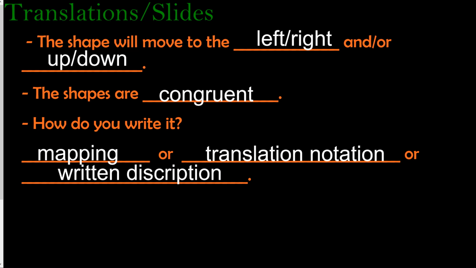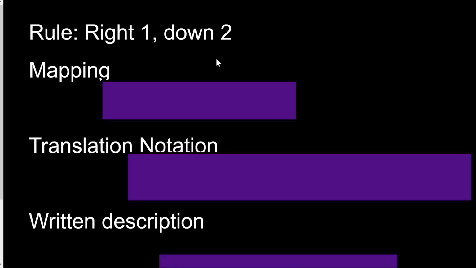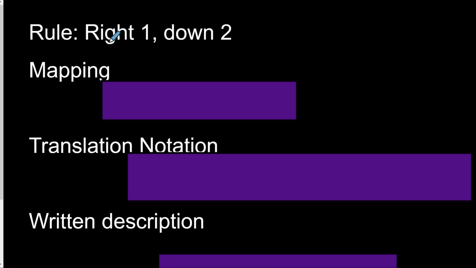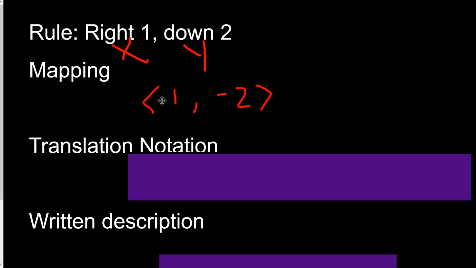So for example, the rule means what you do to the shape to move it. If the rule is you move the shape one spot to the right and down 2, to write that, you first have to consider that left and right is determined by the x coordinate, and up or down is determined by the y coordinate. So one movement to the right and 2 down would be negative 2, just like in coordinate points. X, Y: right is 1, down is negative 2.